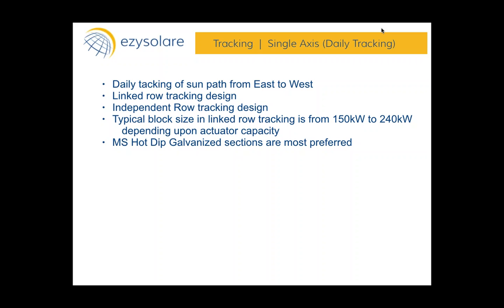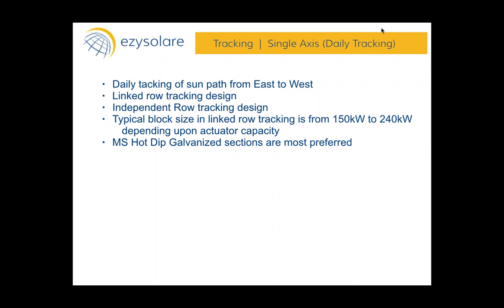So in relief of that, we have recently seen independent row tracking designs introduced by a couple of new and very good vendors across the world. They have come to India now. These people are tracking rows on an independent basis. So you can have 40 modules in a row and a single motor driving just one row. Then you can have two rows at different levels.